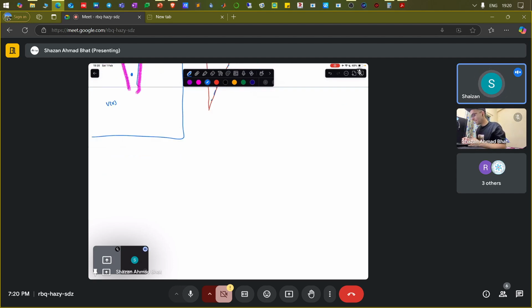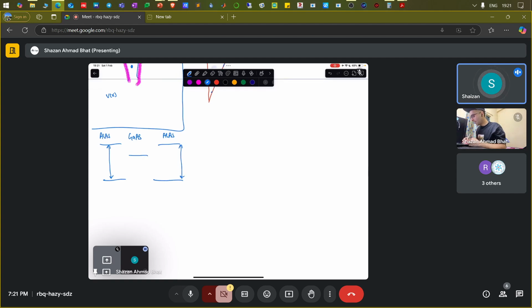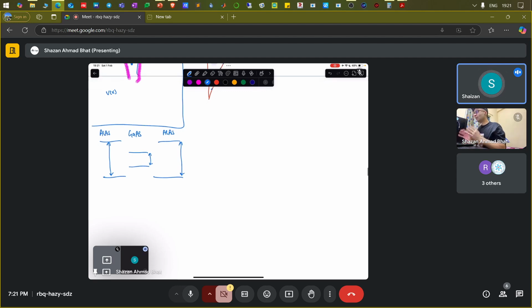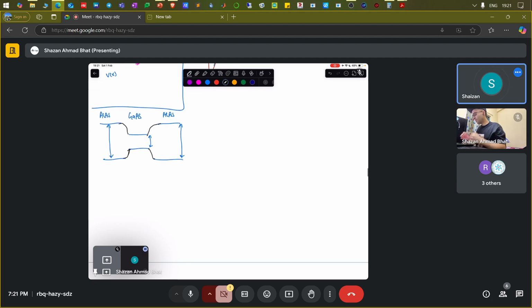Now, similarly, if you have gallium arsenide and aluminum arsenide, aluminum arsenide is a high band gap material. Its band gap is huge. I don't know the values, we are not concerned about the values. On the other hand, gallium arsenide has a lower band gap. So when you combine these materials together, just like this, you form a well type region here. This is a well.